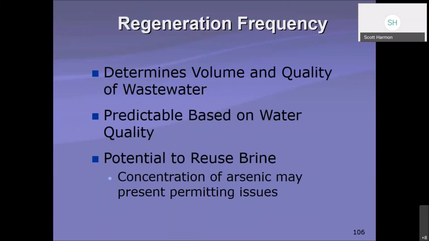Regeneration frequency determines the volume and the quality of the wastewater, obviously, and can be predictable based on water quality. Again, these are used typically for well systems, and well water quality does not change significantly over time. Specifically, if your well is tapped into some of the lower aquifers, it probably does not change at all over 20-year periods. There is a potential to reuse the brine. Concentration of arsenic may present permitting issues, and that's always an issue with this type of treatment. What do you do with the after effect? What do you do with that arsenic when it's the arsenic resin that's left over?